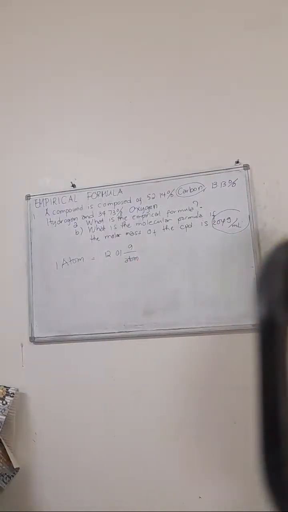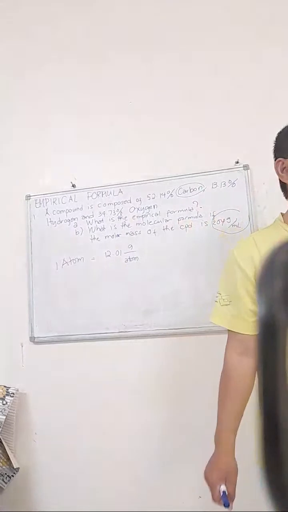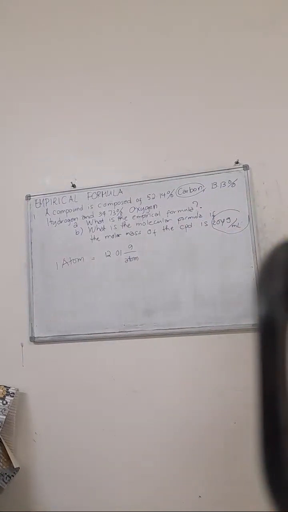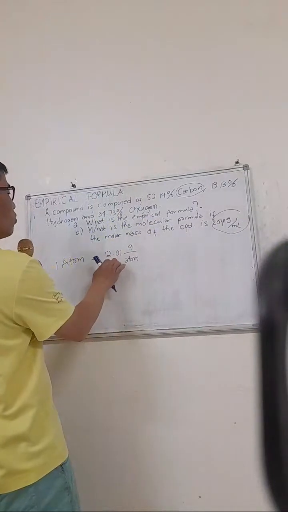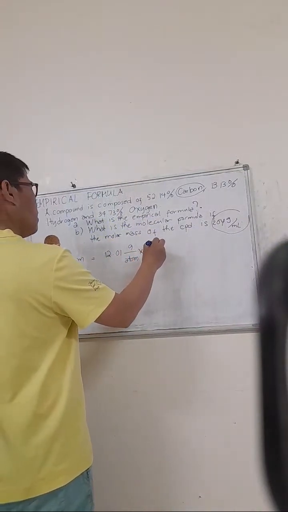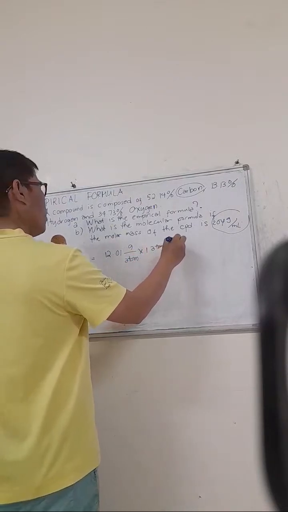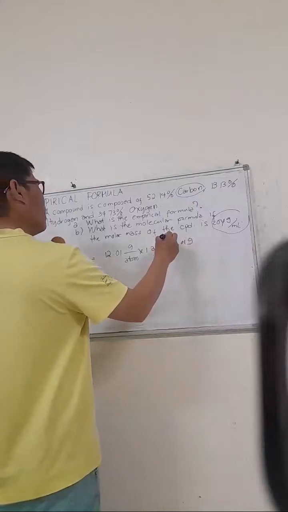Right? Can you see or not? Sorry guys, I don't really have a big whiteboard for my discussion. But you can see, right? Okay, now you can see 12.01 times 1 atom is equal to 12.01 grams. Things like that.